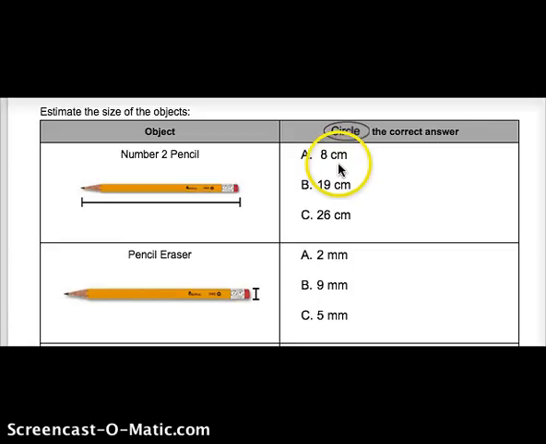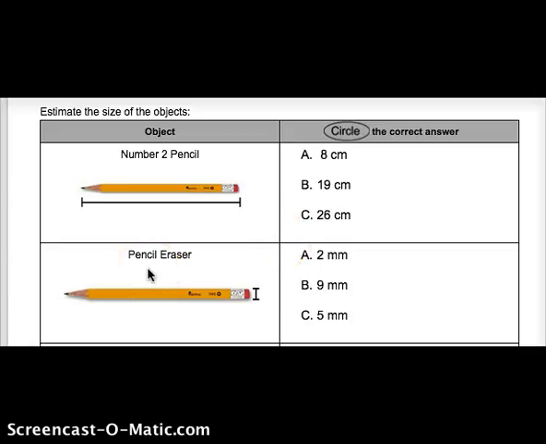8 centimeters, 19 centimeters, or 26 centimeters. Think about what we used when we were using centimeters to practice estimating objects.